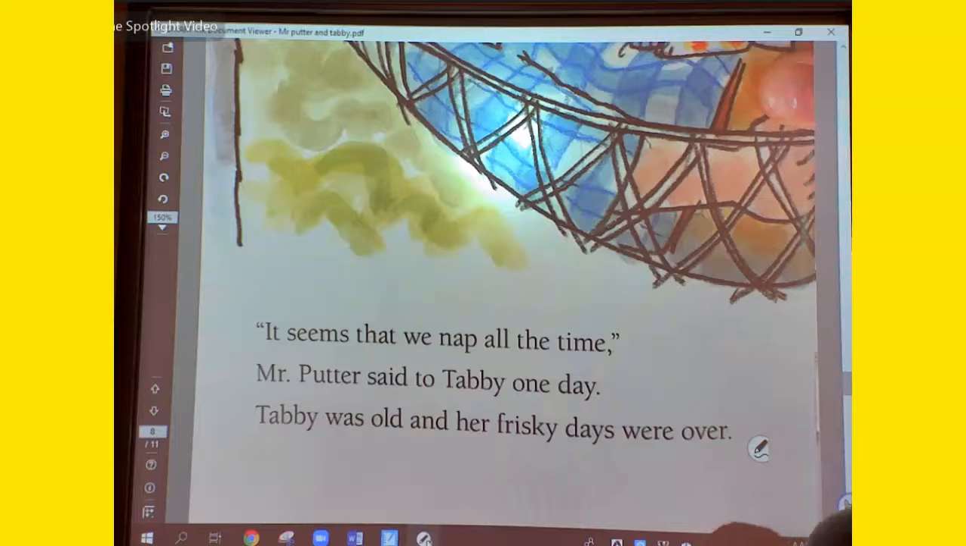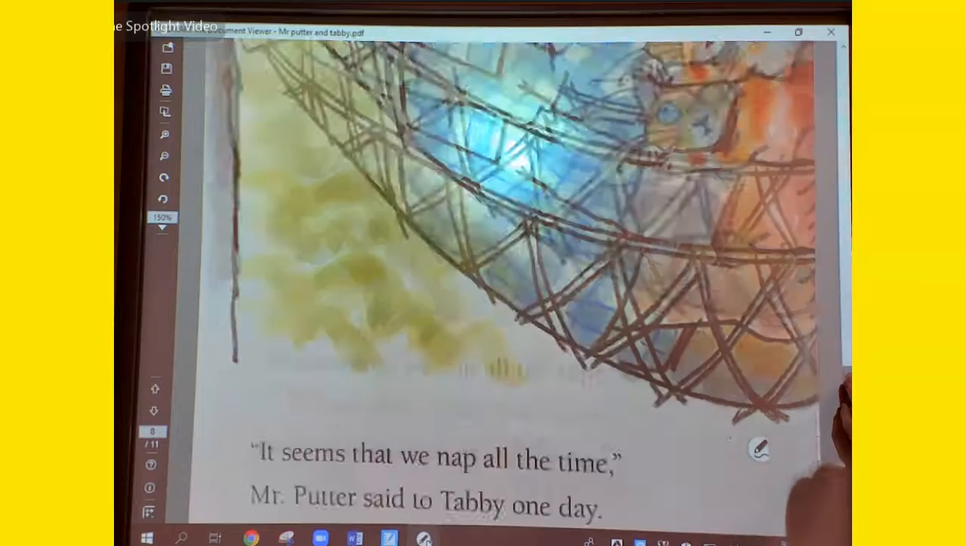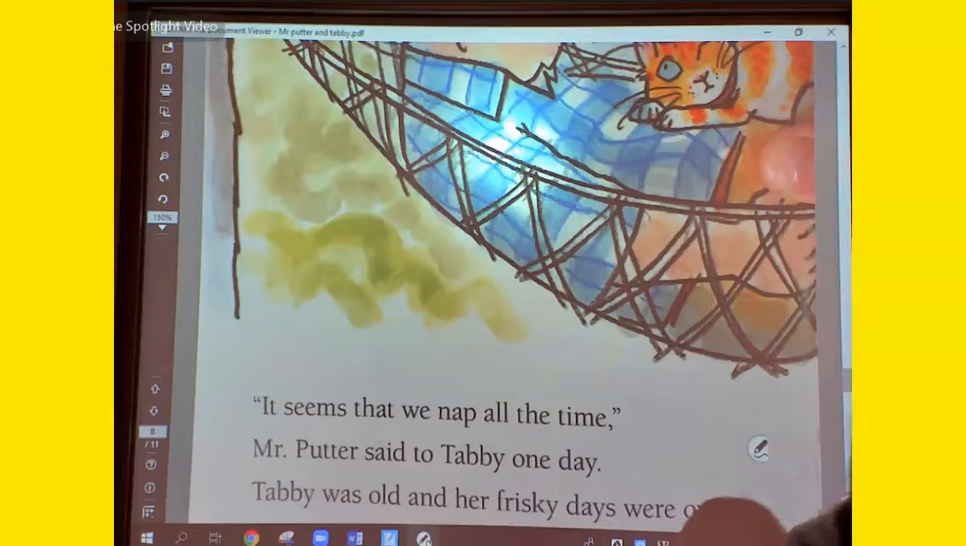So, what can we learn about these two characters by what I just read on the screen? I'm going to read it one more time and then I'm going to be calling on students. It seems that we nap all the time, Mr. Putter said to Tabby one day. Tabby was old and her frisky days were over. So what do we know about these characters? I want to add to our chart.